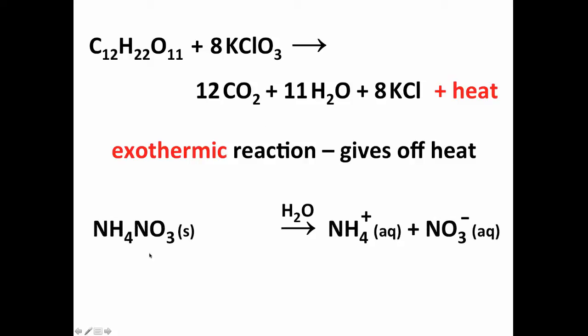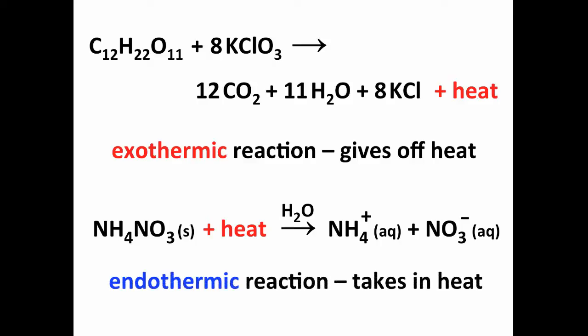Now, conversely, the ammonium nitrate dissolving process absorbs heat. Heat is taken in from the surroundings to allow the reaction to proceed. That's why things get colder, because energy is being absorbed from them. And this is an example of what's called an endothermic process. This is one where heat is taken in or absorbed.